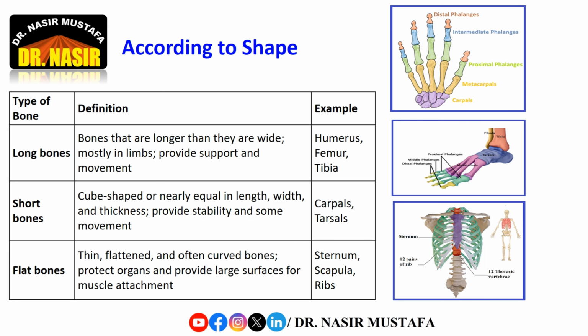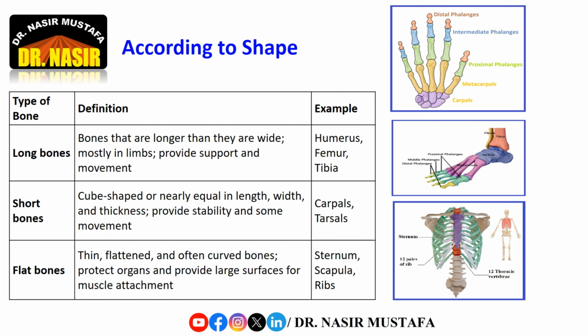Short bones are approximately cube-shaped, with their length, width, and thickness being nearly equal. Their primary function is to provide stability and support while allowing limited movement. Examples of short bones include the carpal bones of the wrist and the tarsal bones of the ankle.